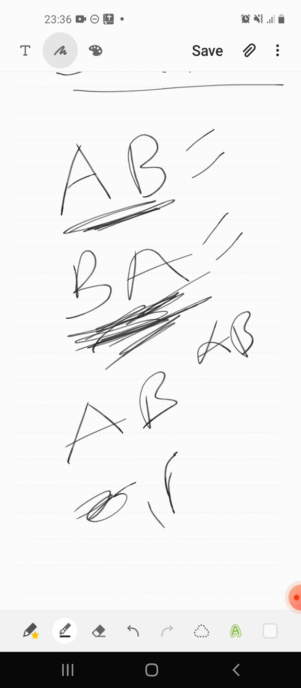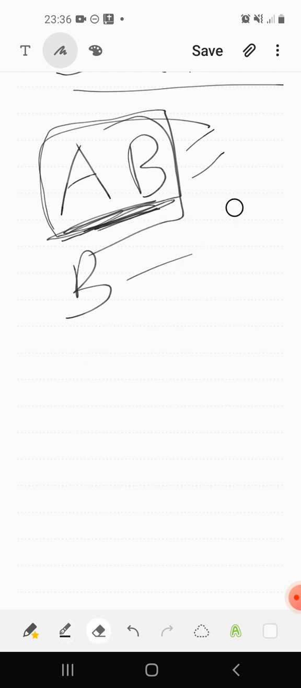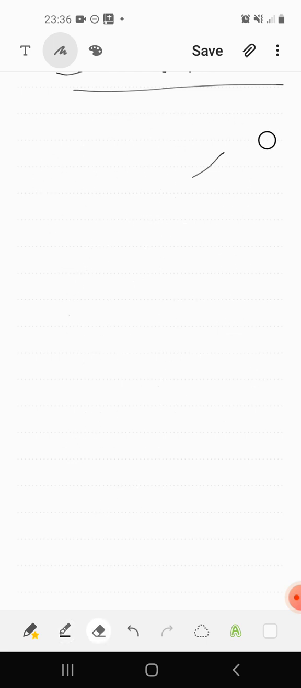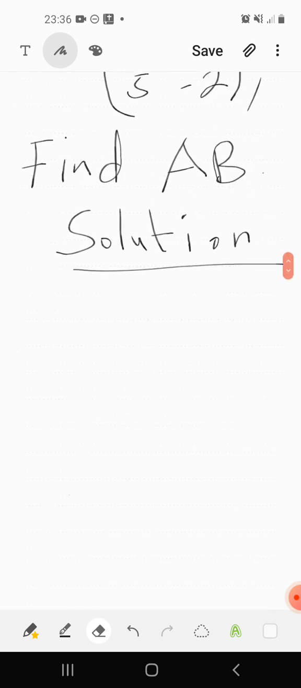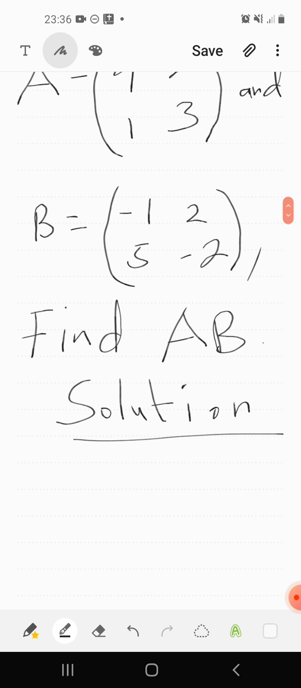So when it's AB, write matrix A first and then multiply by matrix B. When it's BA, write matrix B first and then multiply by matrix A. Keep that in mind. Now we go to our solution. We have to multiply the two matrices.